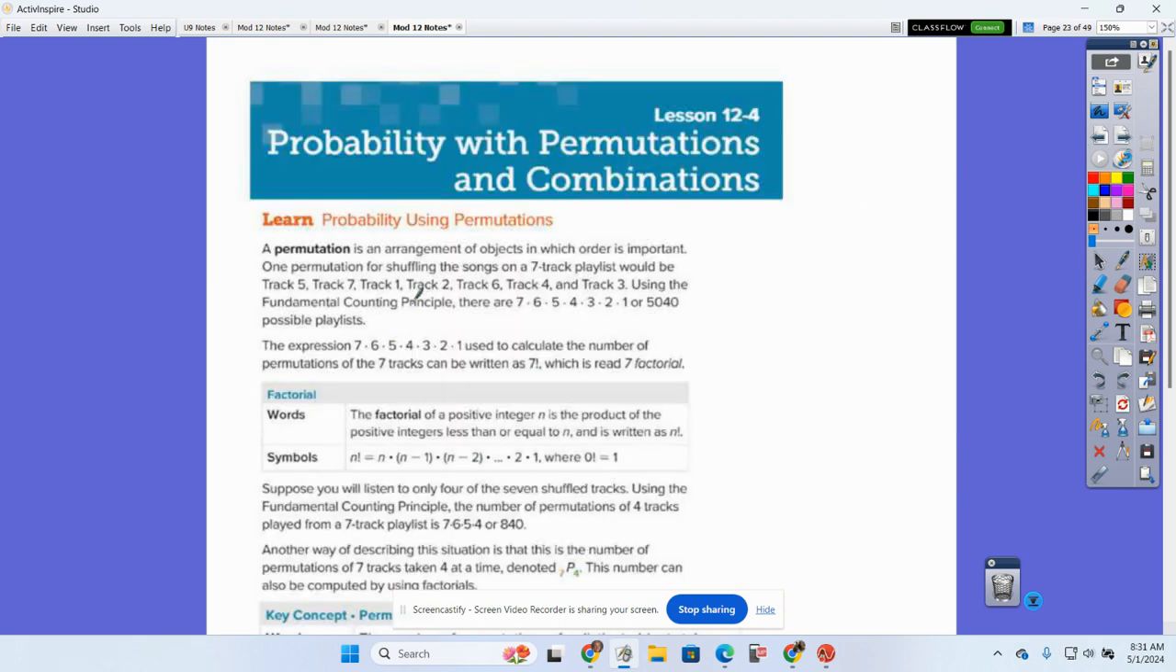We're going to talk about permutations and combinations here today. A permutation is an arrangement of objects in which order is important. That's going to be a big idea here. Okay, permutation, the order is important.